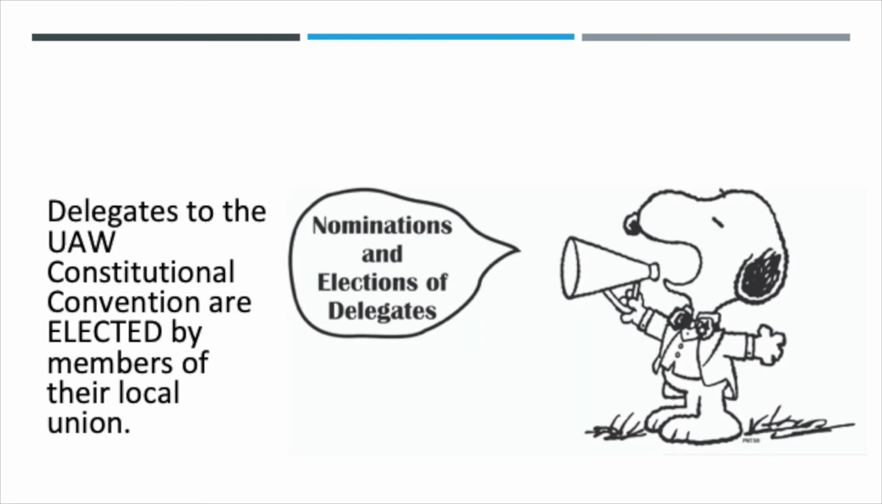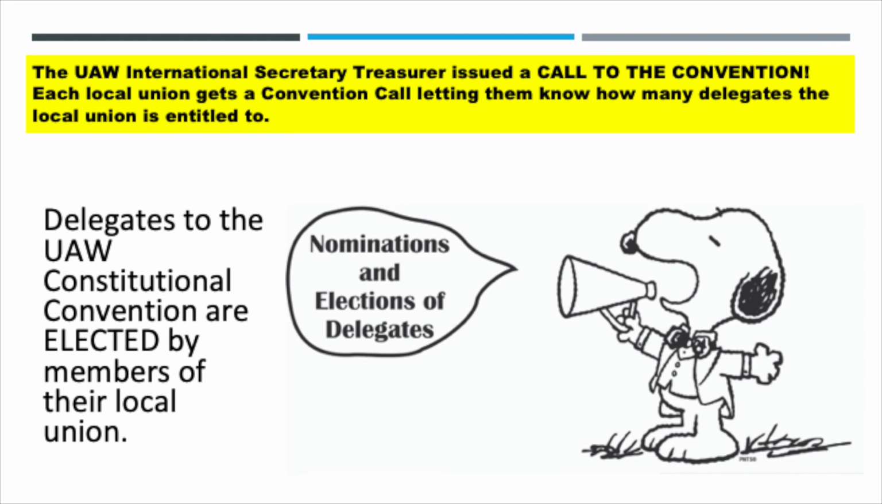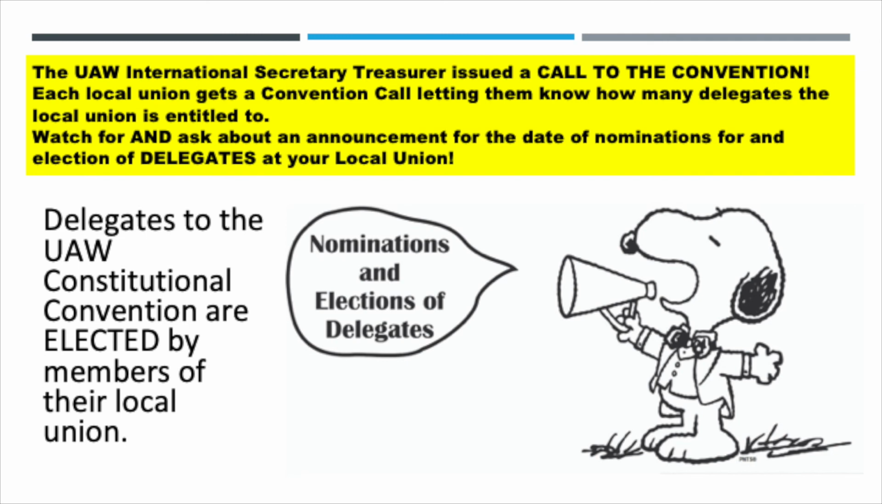So how do you get to be a delegate? You get to be a delegate to the UAW Constitutional Convention by getting elected by members of your local union. Delegates cannot be appointed, they have to be elected. The call to the International UAW Constitutional Convention has gone out already. The Secretary Treasurer issued that call about a week ago, I think. Each local union will get a convention call letter letting them know exactly how many delegates their local union is entitled to. So watch and ask about the announcement of the dates for nominations and elections for delegates at your local union.